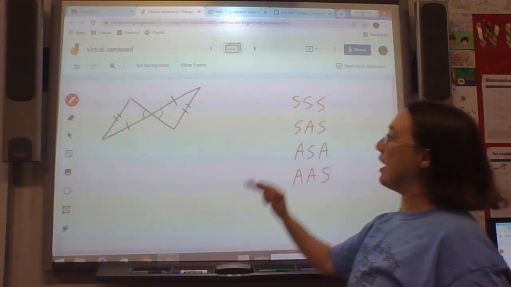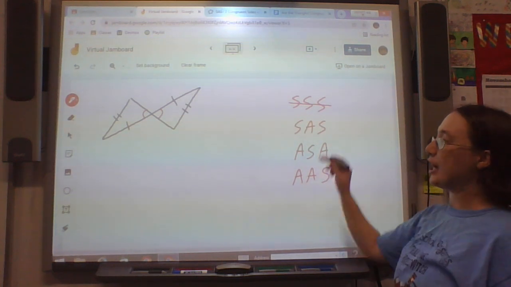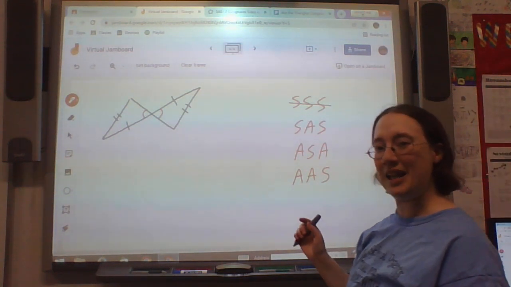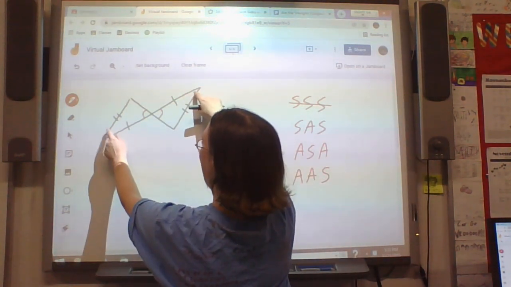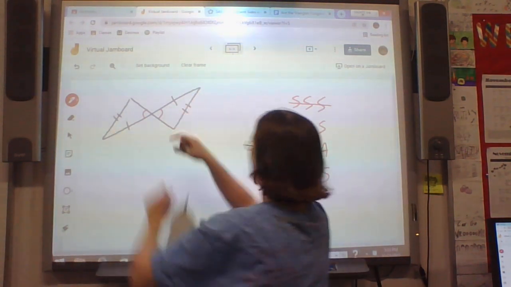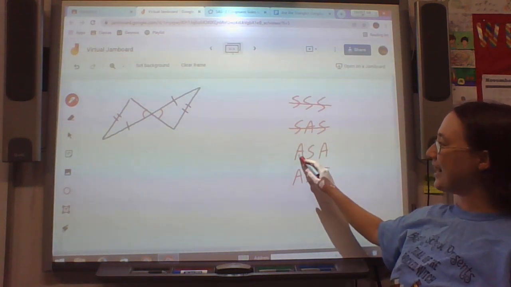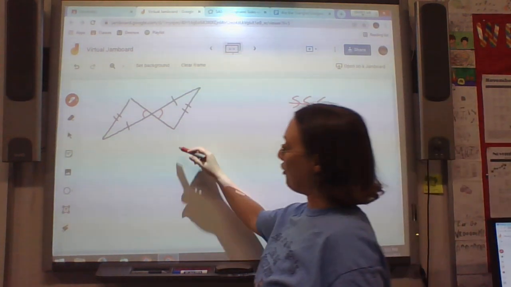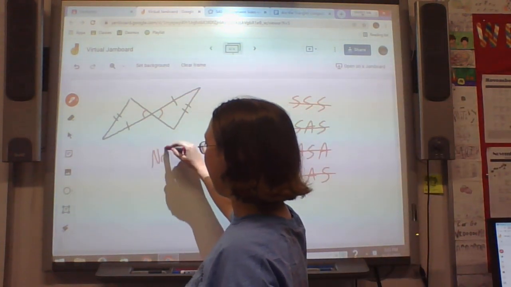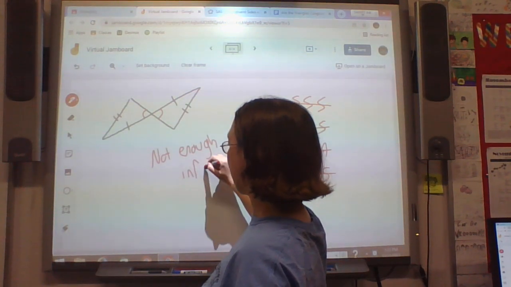Well, we definitely don't have all three sides. Side, angle, side would be two sides and the angle in between them, so your included angle. That would be this angle. We don't have that angle, so we can't use side, angle, side. And having only one pair of angles rules both of these out. So we can't say for sure that these are congruent, so I'm going to call that not enough information.